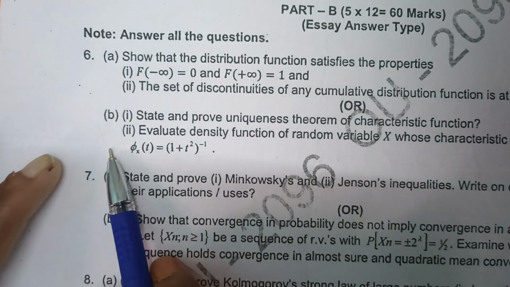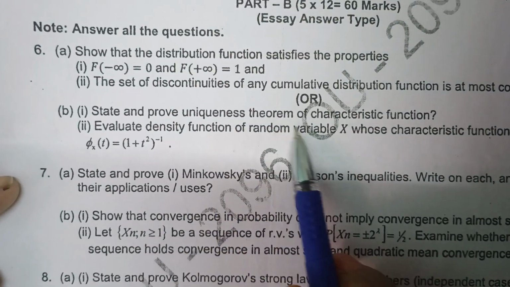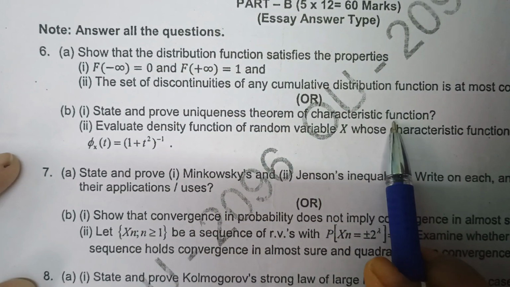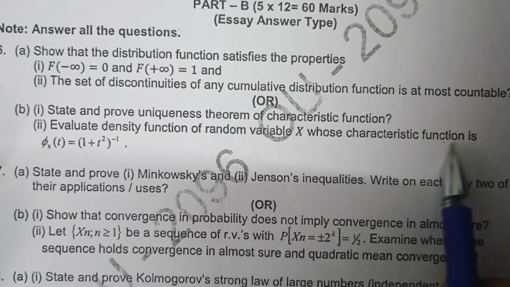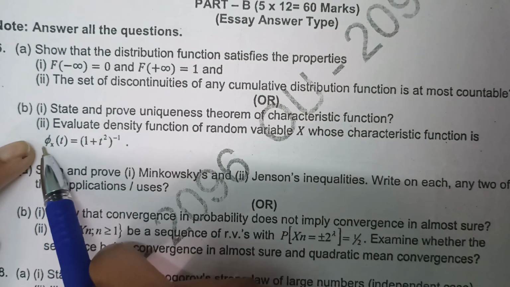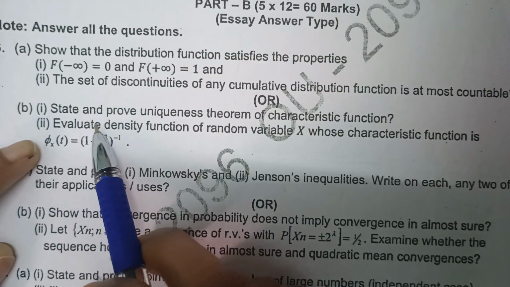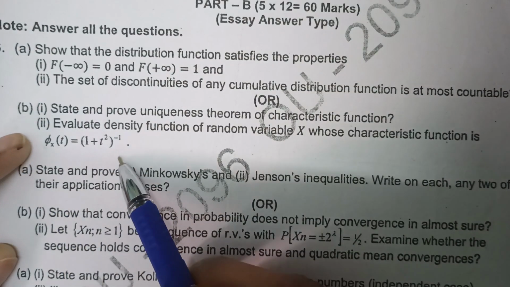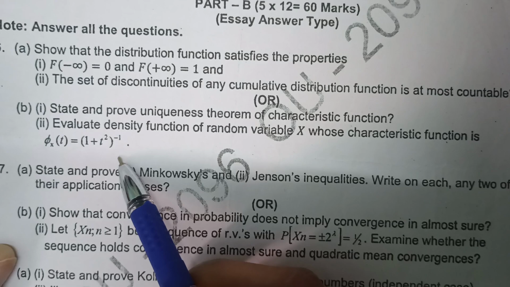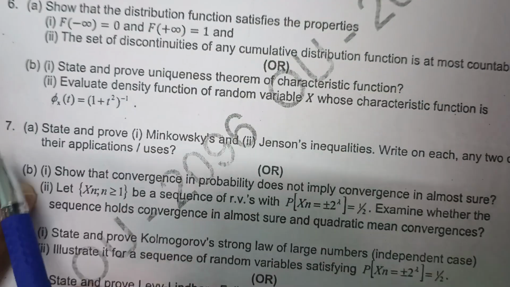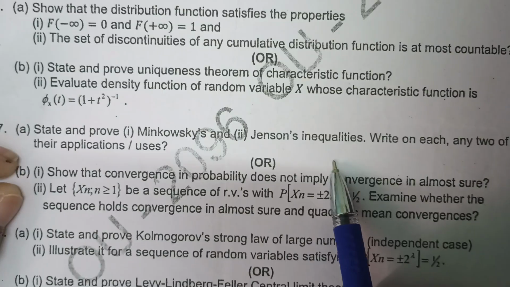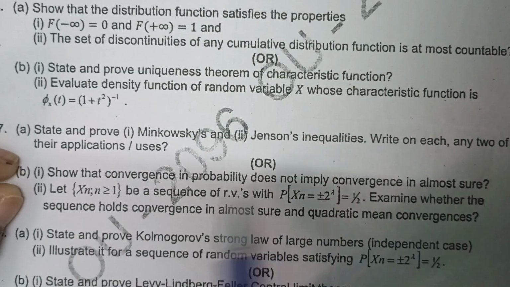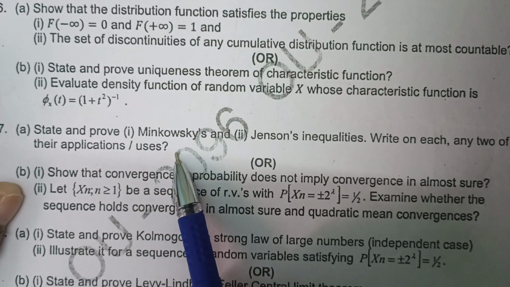And the sixth, the big question: state and prove the uniqueness theorem of the characteristic function and evaluate the density function whose characteristic function is this one. I told you before, in the characteristic function they may ask questions, problems also. Okay? And seventh question: state and prove Minkowski and Jensen inequality and write any two of their applications or uses.